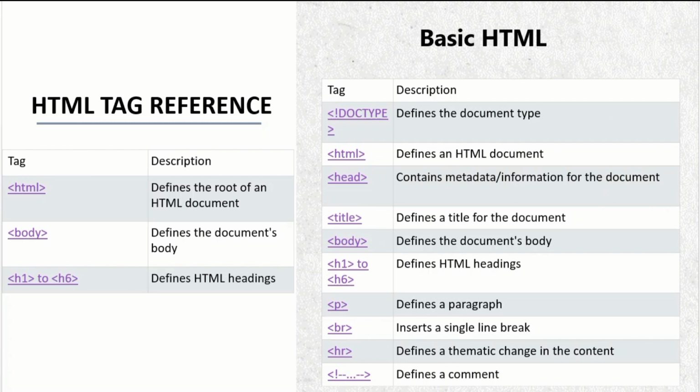We have other HTML tags which we've not talked about, which I would like you to study on your own. We've talked about the HTML, the body, the H1 to H6, which defines the HTML headings, doctype, HTML, title, body, B, and break. The HR we've not talked about defines a thematic change in the content. It gives it a line.